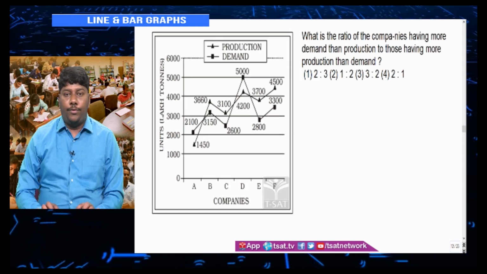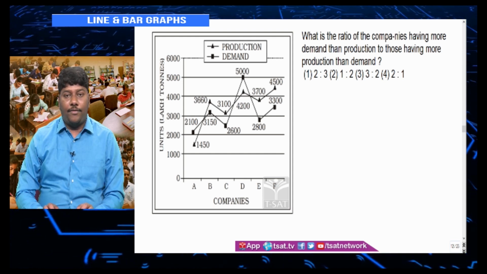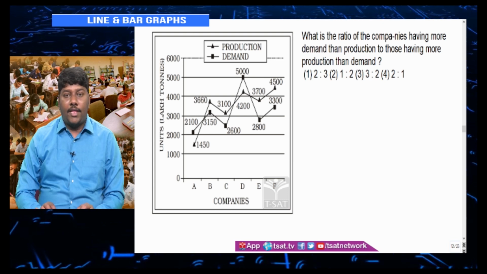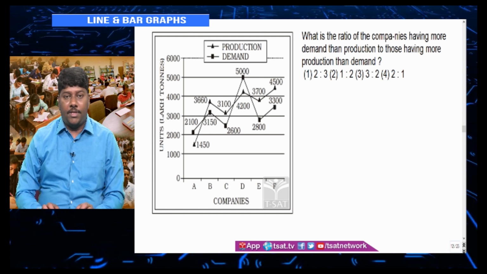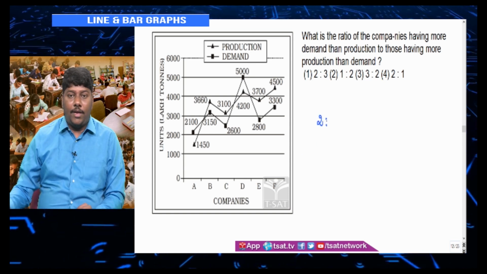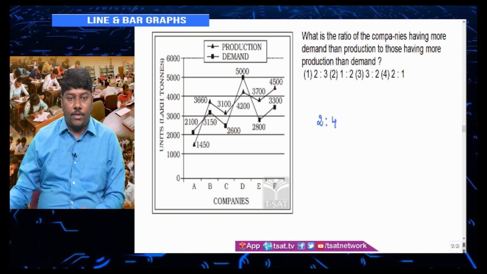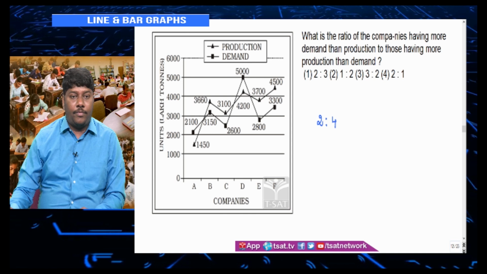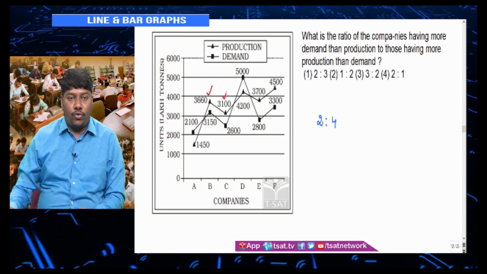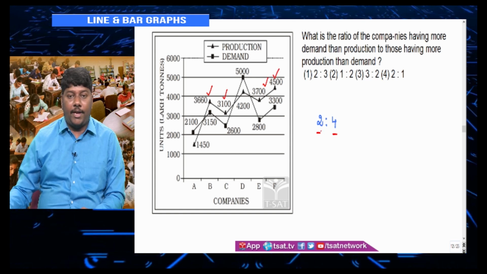What is the ratio of companies having more demand than production to those having more production than demand? See, we have seen more demand than production. More demand than production means the negative values we got. There are 2 negative values. And more production than demand, there are 4. See, more production than demand, just the triangle should be more than the square. 1, 2, 3, 4. So these are 4 companies, the rest are 2 companies, where demand is more.